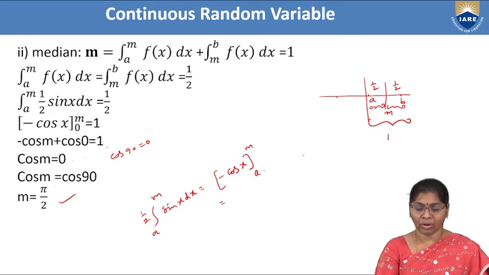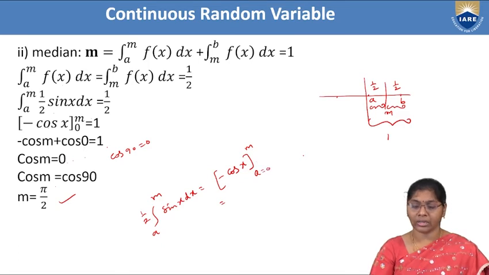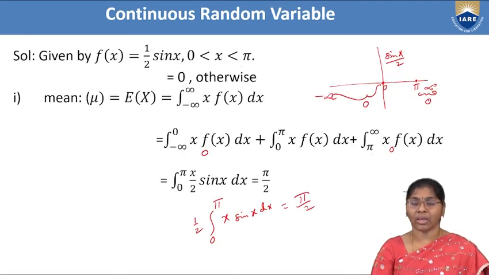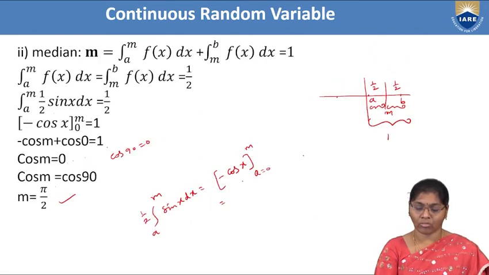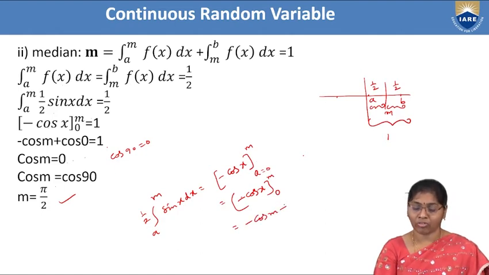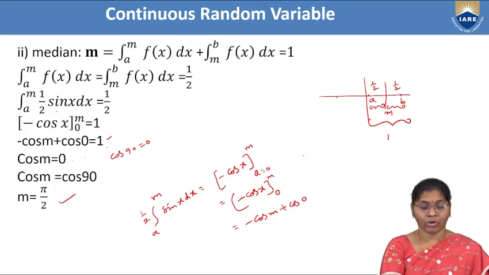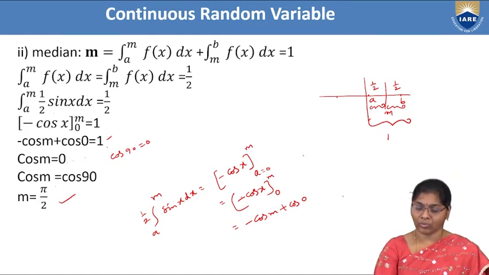Now, why am I considering a equal to 0? Earlier they gave 0 to pi. So a value equal to 0 and b value equal to pi. That's why I am considering minus cos x from a to m, where m is in between and b value is pi. So minus cos m minus, into minus, upper limit minus lower limit, plus cos 0. Here 1 by 2 gets cancelled, we get only 1. That's why it is equal to 1.